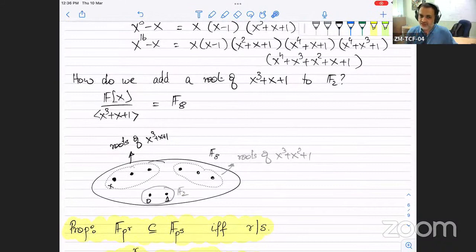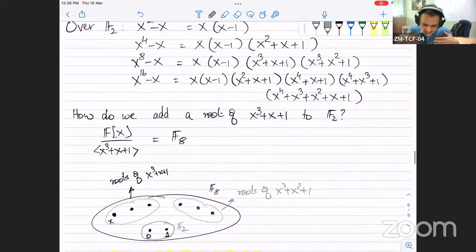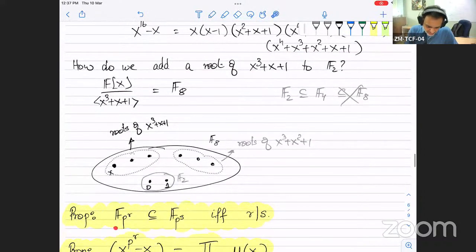I'll let you stare at this picture more, and you can convince yourself that something far stronger happens. It's very easy to have a knee-jerk reaction to say that I know F2 is a subset of F4, because inside any F4 there is one copy of F2 sitting inside, and you might think that F4 is a subfield of F8, but this is not true. It turns out that F p power r is a subfield of F p power s if and only if r divides s.